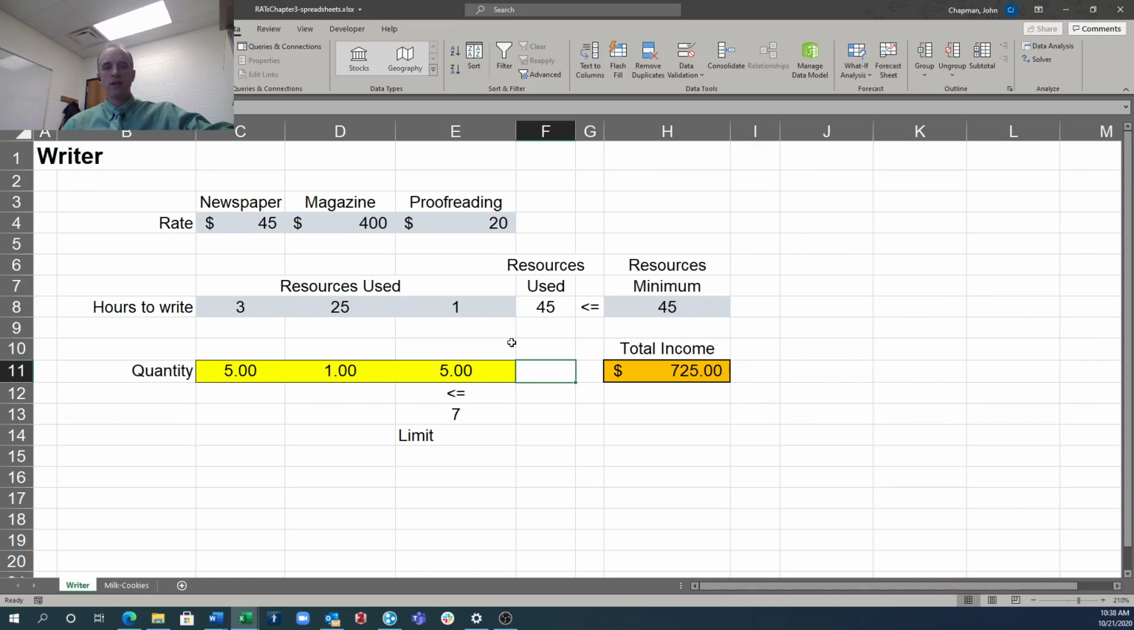Which is she should do 5 newspaper articles consisting of 3 hours each, do 1 magazine article of 25 hours, and do 5 hours of proofreading in the week. This will utilize her time to the maximum, this should be maximum, of 45 hours. So this is equal to 45 hours, and this will maximize her income at $725 each week.